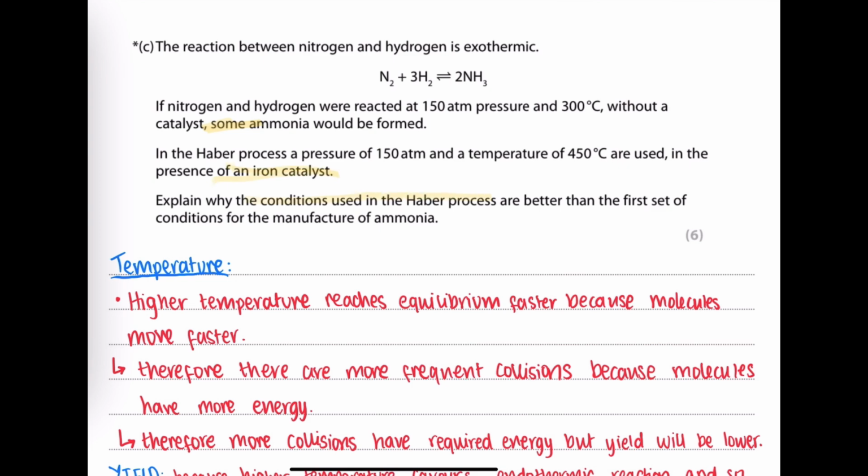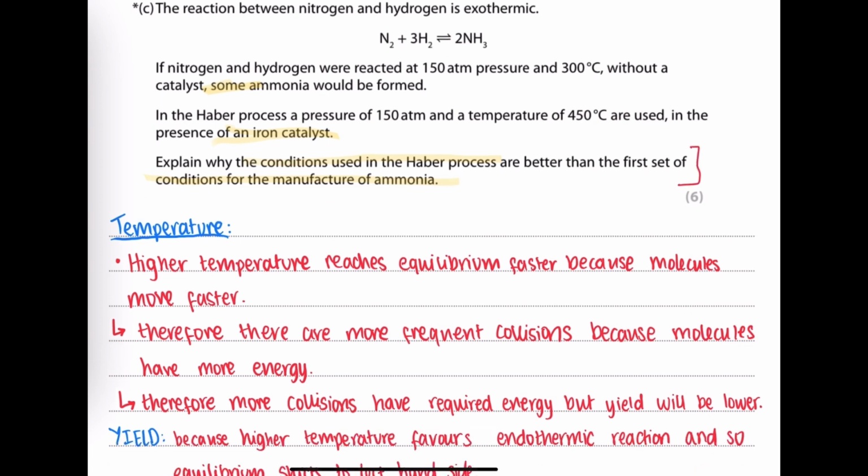Explain why the conditions used in the Haber process are better than the first set of conditions for the manufacture of ammonia. So when you talk about why is it better, why do you prefer it, evaluate, we are always talking about two things. We always want to know rate. How does this affect rate? Because the faster it is, the better it is for us, because we don't waste as much time. We can make much more product and make much more money in the same amount of time it would take to make something else. And we're also talking about yield, which is basically the amount of product that we make from the things that we want.